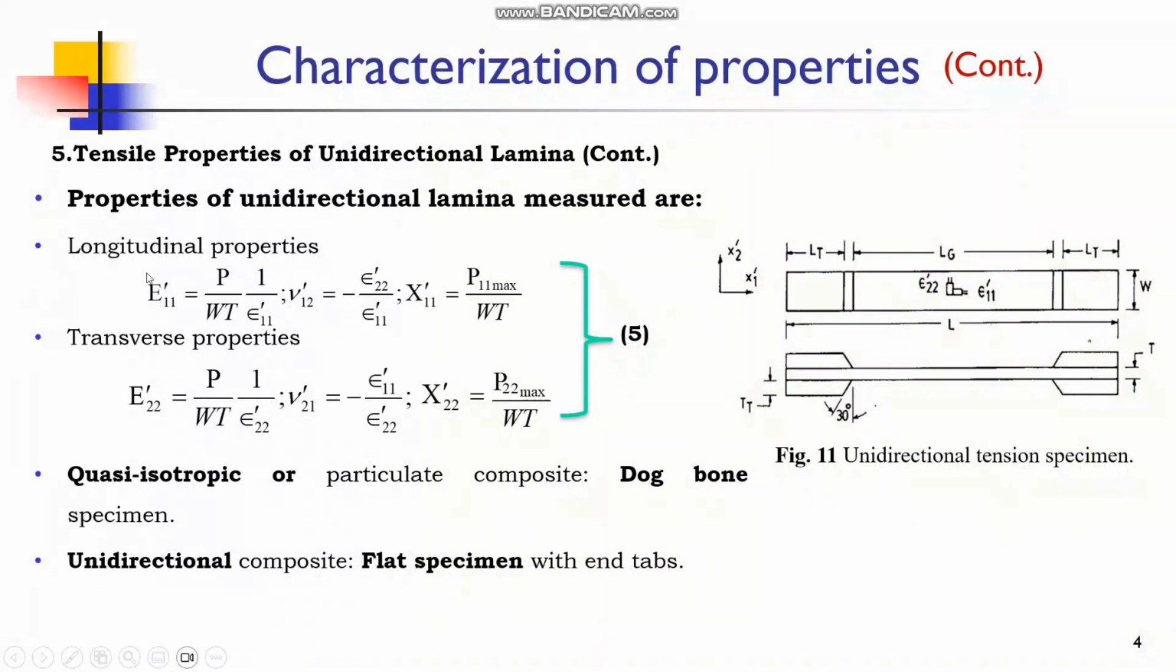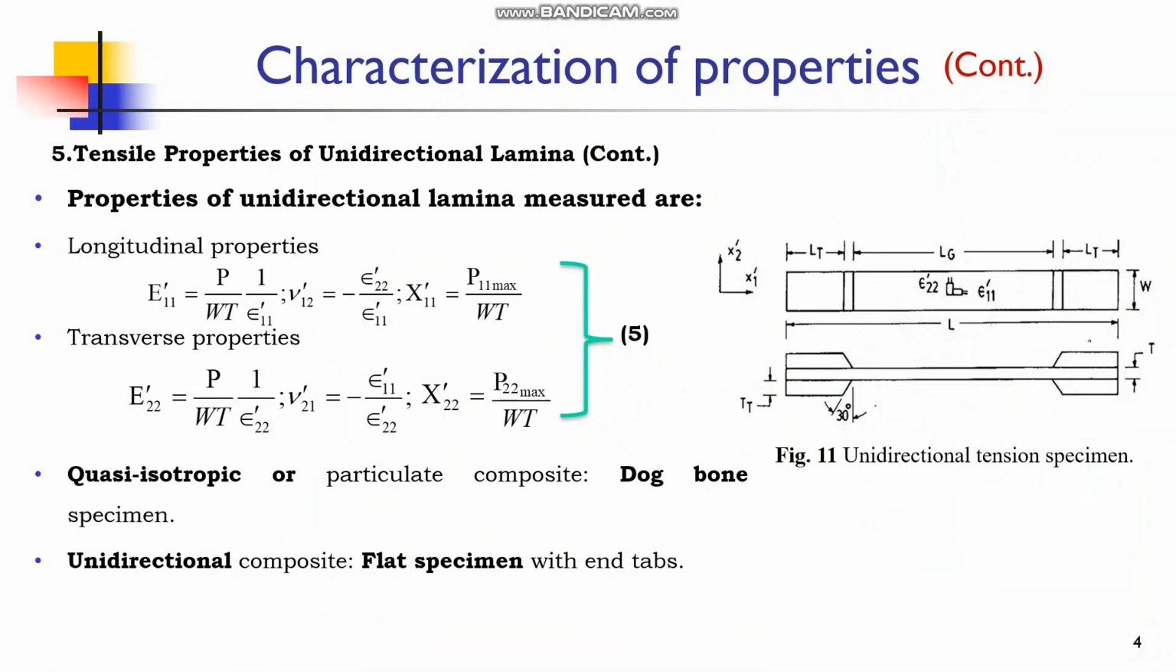The longitudinal property first involves longitudinal Young's modulus, which is the same as the previous method, load by area, which indicates stress. In the denominator, it is strain, longitudinal strain, and Poisson's ratio, which we call nu12, which is the major Poisson ratio. Longitudinal tensile strength is maximum load divided by cross section.